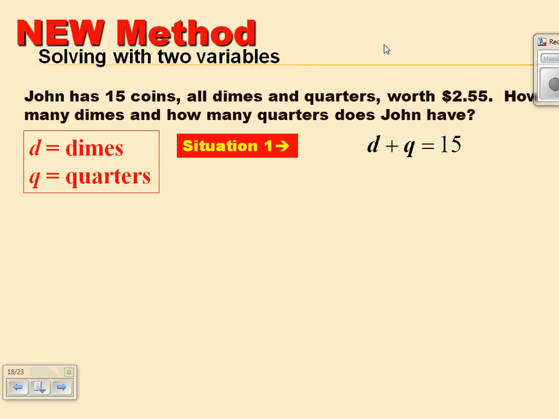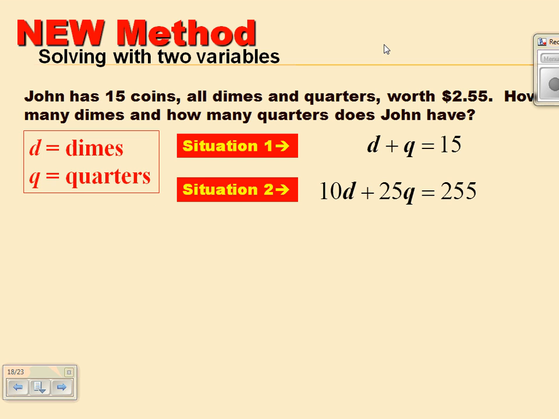Situation 2 says how much is it worth? So that's going to be 10D plus 25Q equals 255, because dimes are worth 10 cents, quarters are worth 25 cents, and the total is 255. So I have two different equations here. And then I can solve this using the substitution method. Situation 1 tells me how many coins I have total. The second situation tells me how much it's actually worth.